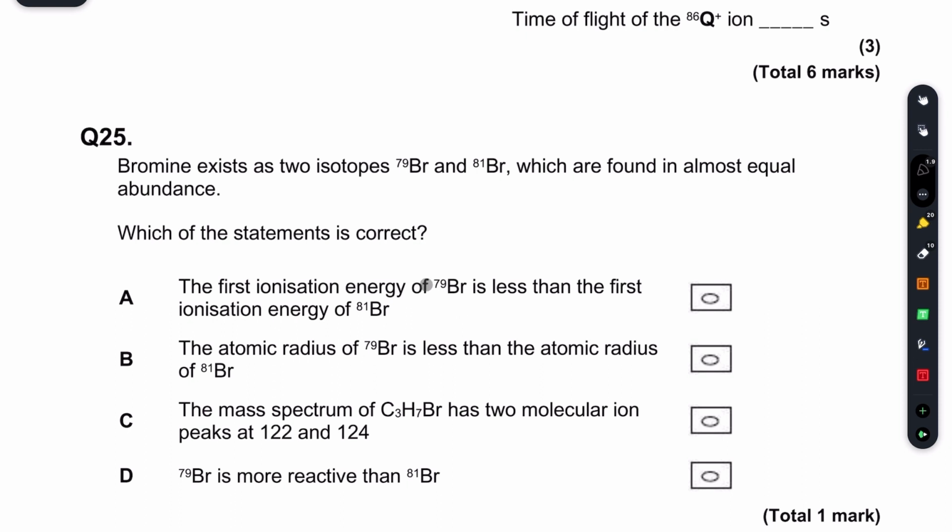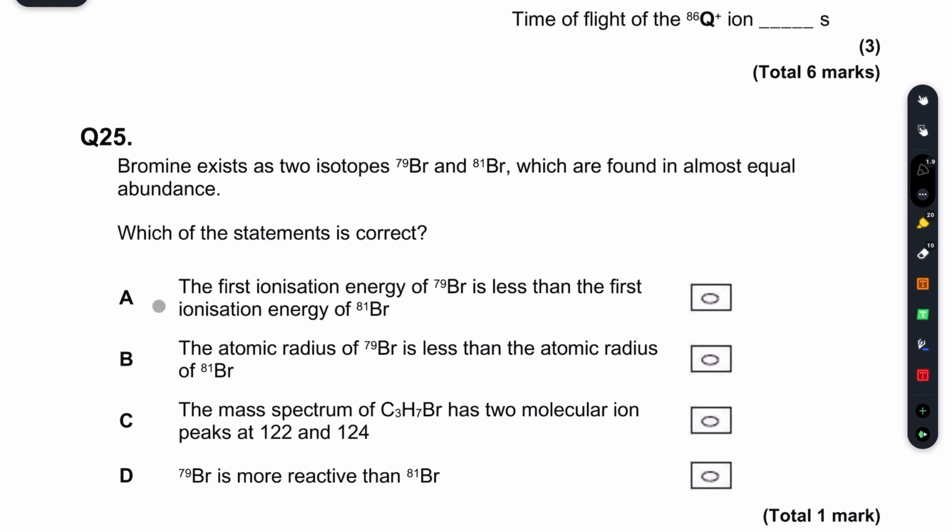So let's look at this question here. The question says bromine exists as two isotopes, bromine 79 and bromine 81, which are found in almost equal abundance. And it wants us to determine which of the statements is correct. Option A says the first ionization energy of bromine 79 is less than the first ionization energy of bromine 81. Option B says the atomic radius of bromine 79 is less than the atomic radius of bromine 81. Option C says the mass spectrum of bromopropane has two molecular ion peaks at 122 and 124. Option D says bromine 79 is more reactive than bromine 81. So let's tackle these one by one.